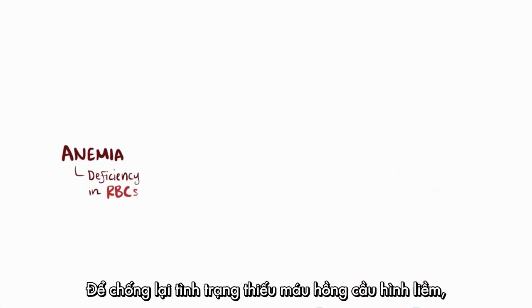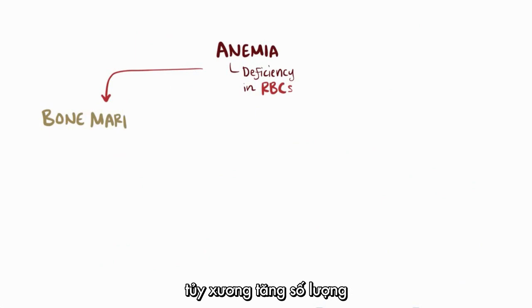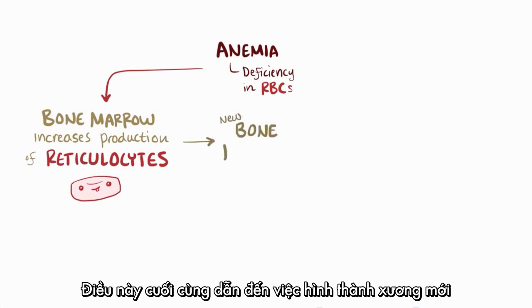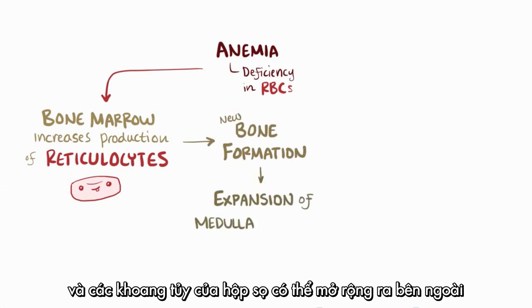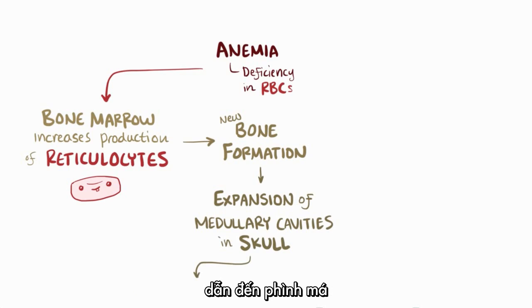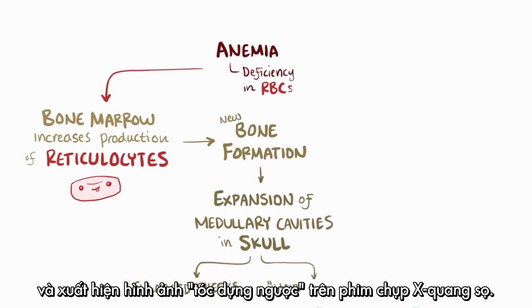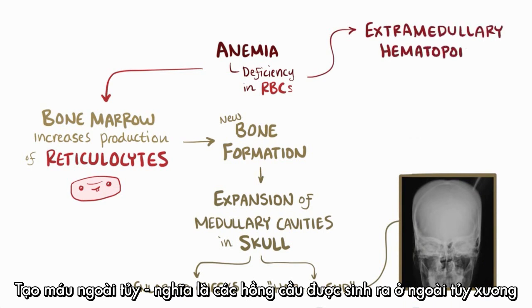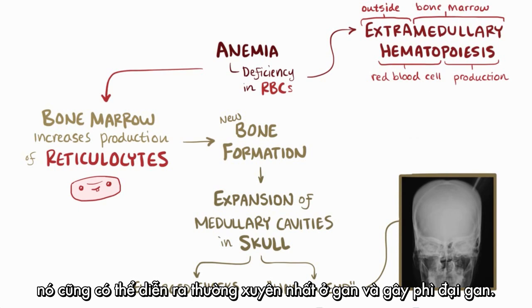To counteract the anemia of sickle cell disease, the bone marrow makes increased numbers of reticulocytes, which are immature red blood cells. This ends up causing new bone formation, and the medullary cavities of the skull can expand outward, which causes enlarged cheeks and a hair-on-end appearance on skull X-ray. Extramedullary hematopoiesis, which is red blood cell production outside the bone marrow, can also happen, most often in the liver, which can cause hepatomegaly.